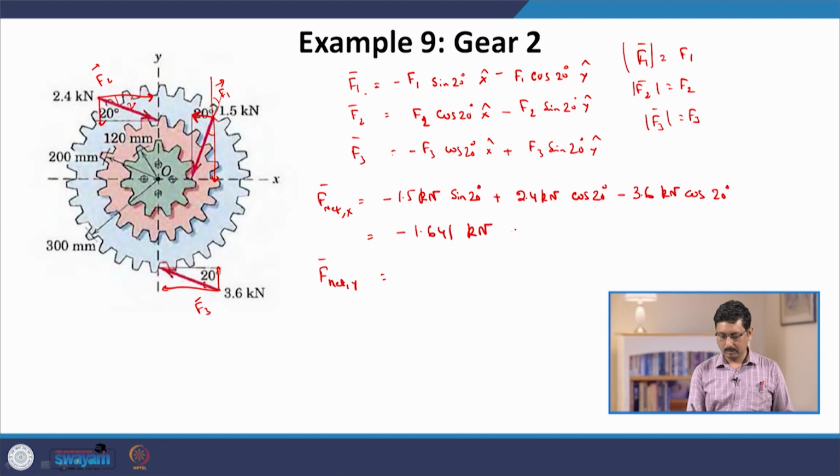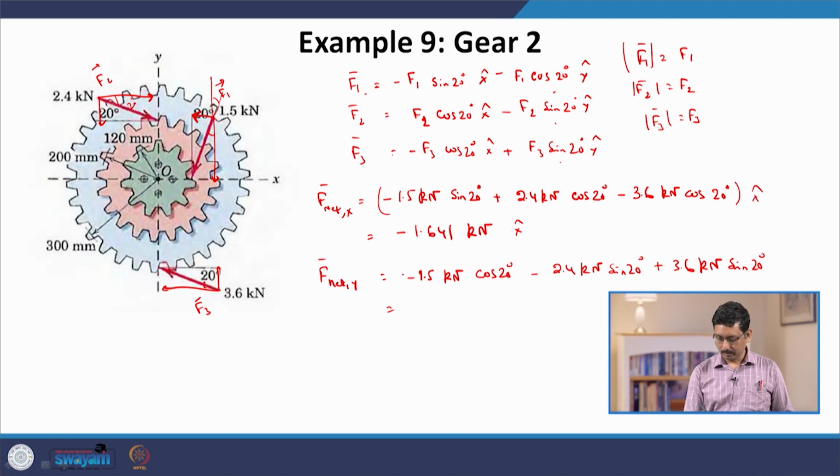Now, if we similarly calculate the y component, you add this plus this plus this, you get minus 1.5 kilonewton times cos 20 degree minus 2.4 kilonewton times sin 20 degree and plus 3.6 kilonewton times sin 20 degree, which is equal to, so if you plug in the values, you will get this value. So, this is the resultant force.